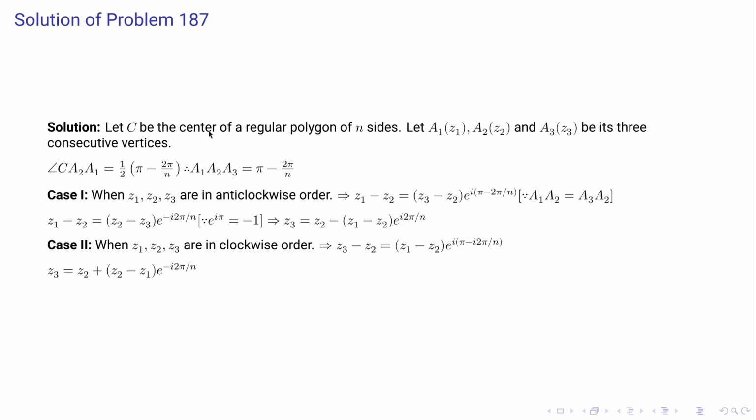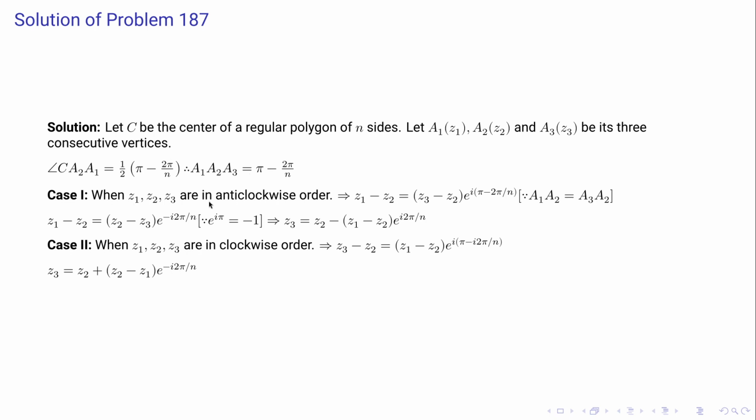Alright. So if C is the center of the polygon of n sides and A1, A2 and A3 are three consecutive vertices, then angle CA2A1 will be equal to half of (pi minus 2 pi by n). This you can figure out from basic geometry. So angle A1A2A3 would be pi minus 2 pi by n.